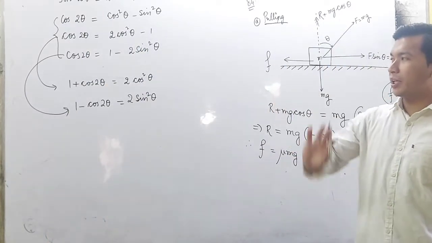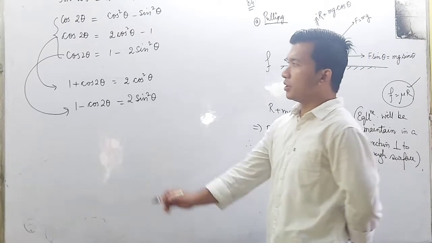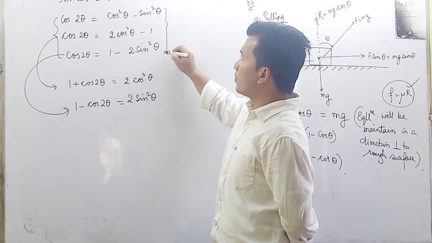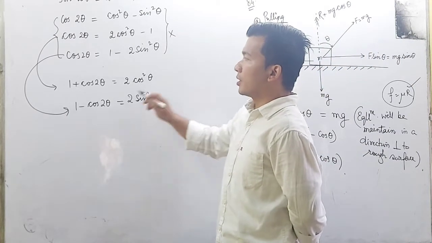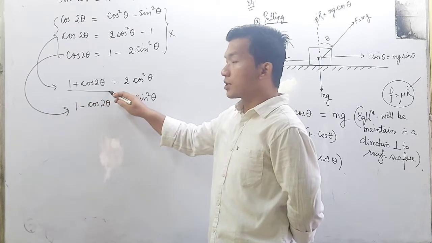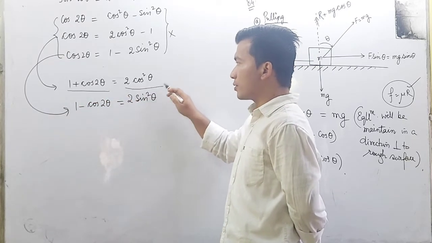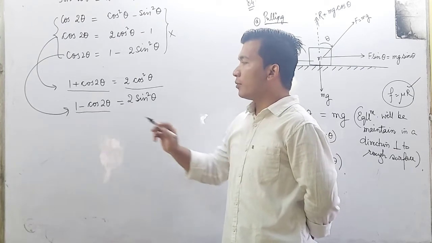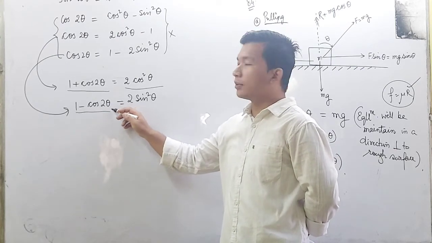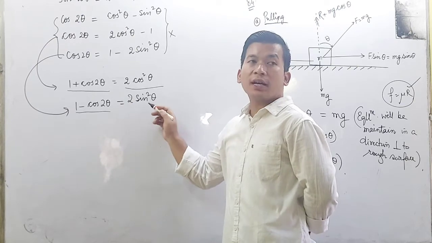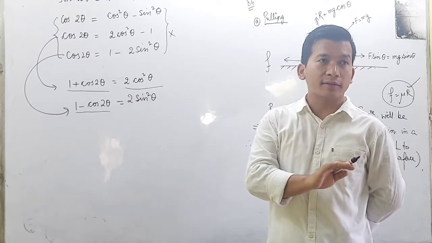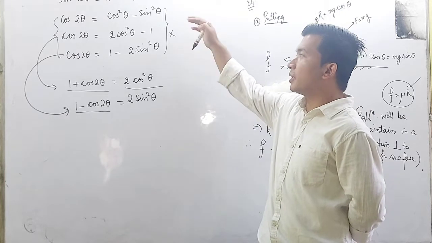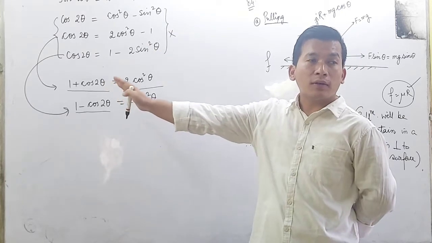See, mathematical formula. If 1 plus cos of 2 theta, it will be 2 cos square theta. 1 minus cos of 2 times the angle, it will be 2 times sin square theta. Understand, these are known as multiple angle formulas.